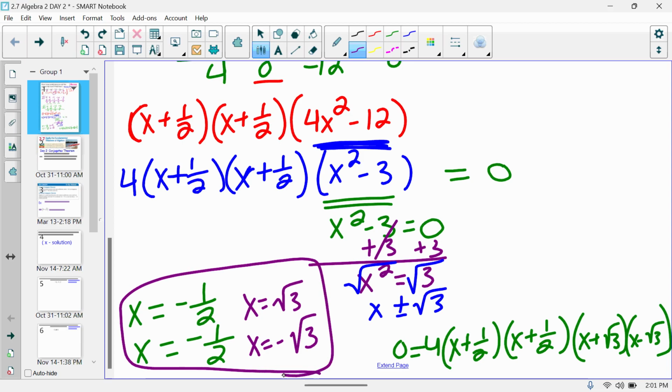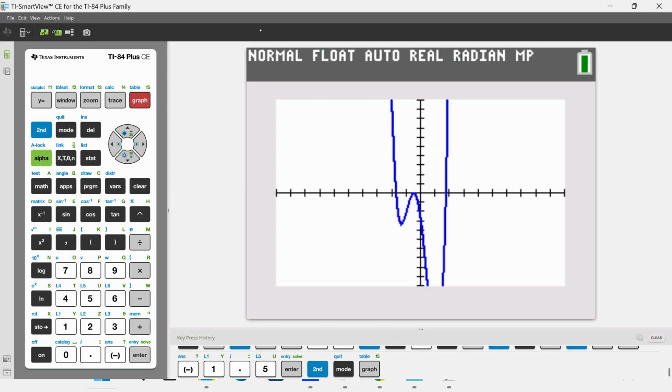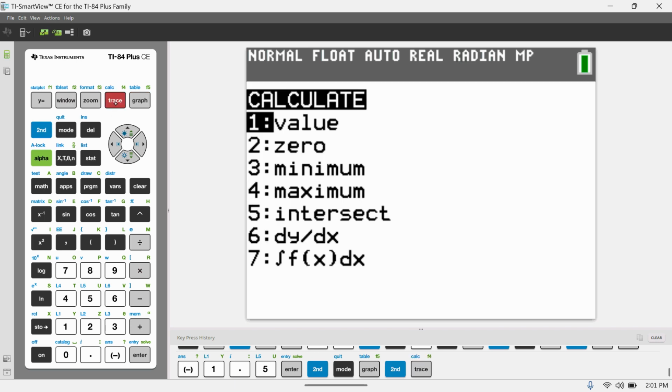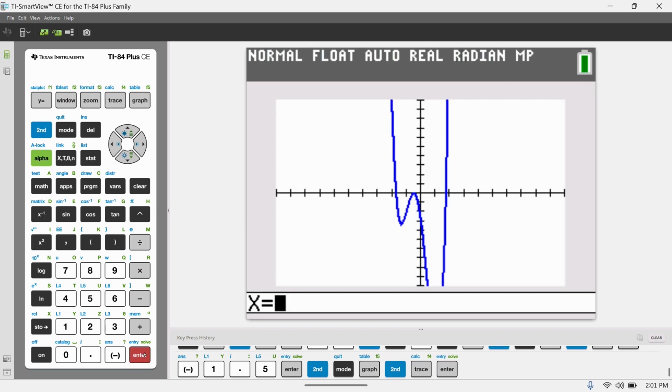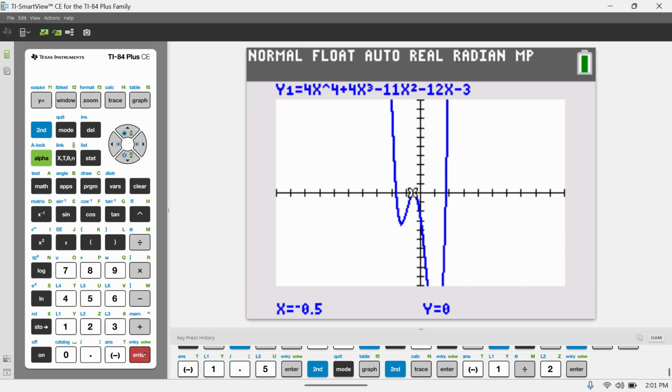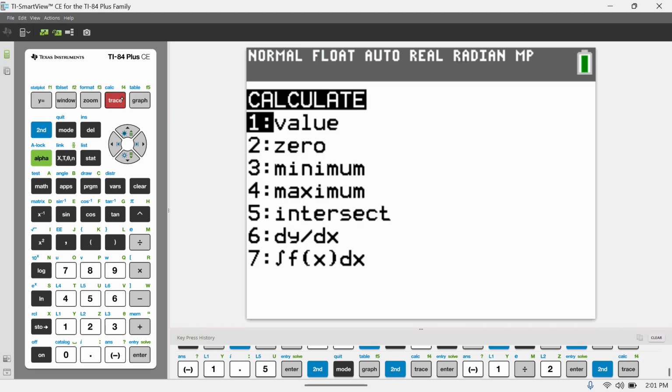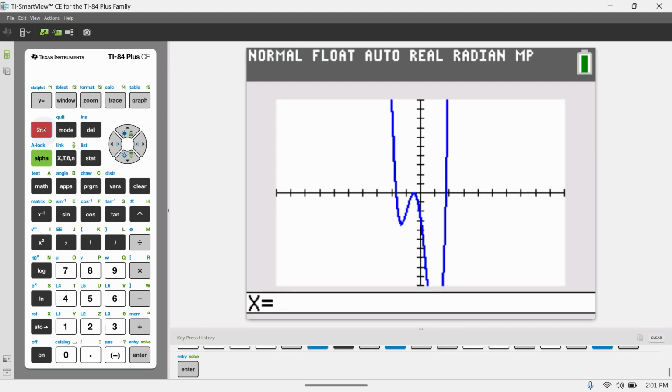So I want to show you on your calculator real quick how to check your answers. I've mentioned this button to you before, that you can do second trace and pick value. So we've said negative 1/2 should, if we type that and hit enter, it should put us where that double 0 is. Yep, negative 1/2, 0. So then I want you to do second trace value, and let's check radical 3, or you could do negative radical 3. I'm going to do positive radical 3.